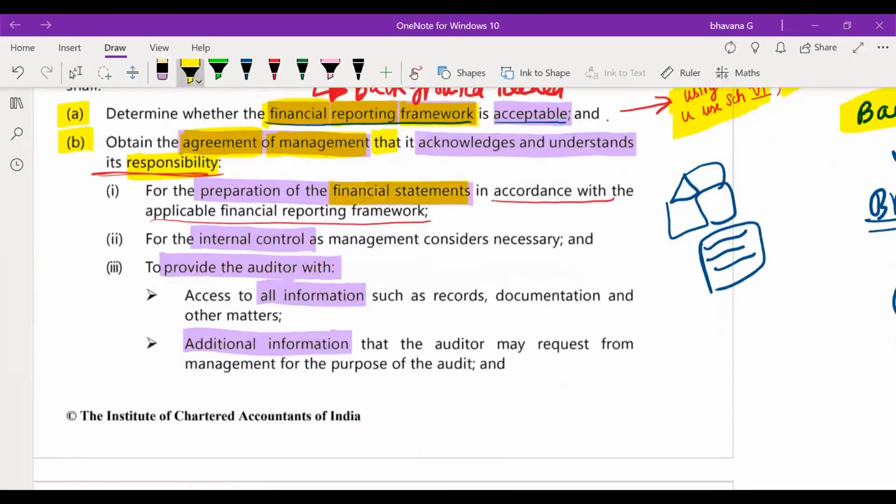Yes, because the auditor is not going to prepare the financial statements. Who is going to prepare them? Management. So management acknowledges and understands their responsibility to prepare the financial statements in accordance with the applicable financial reporting framework. Next, you have to see whether management understands that it is their responsibility that internal controls are in place, as management considers necessary. About internal controls, you will read in a later chapter.